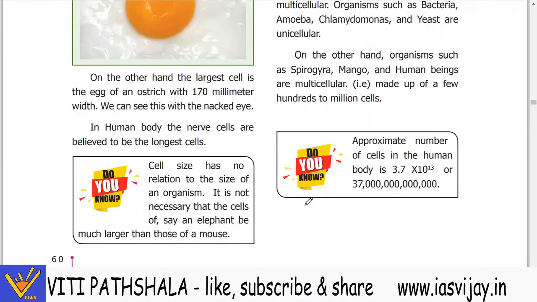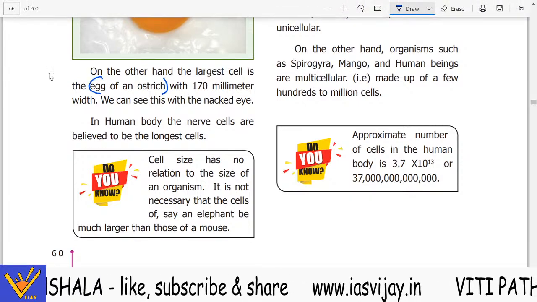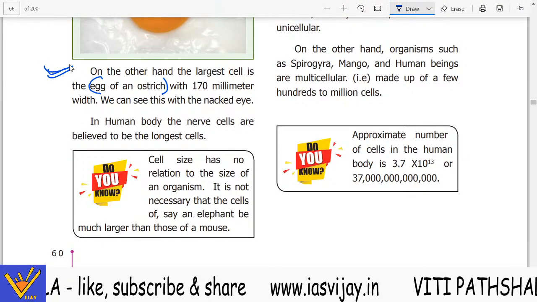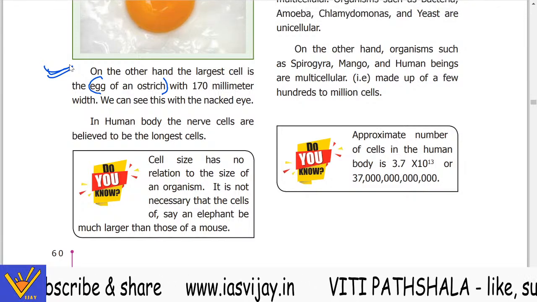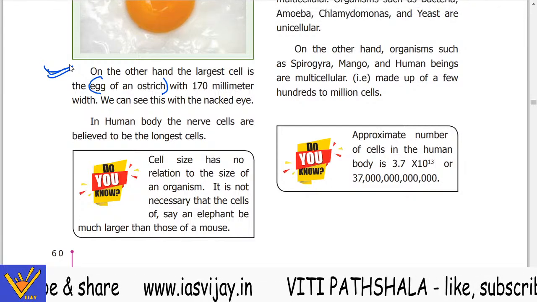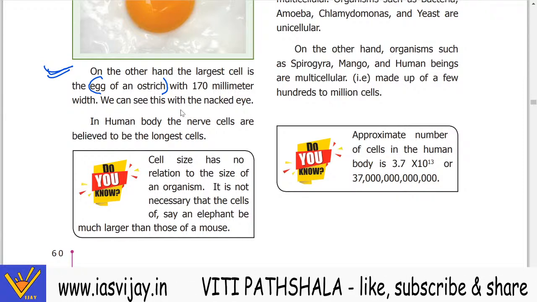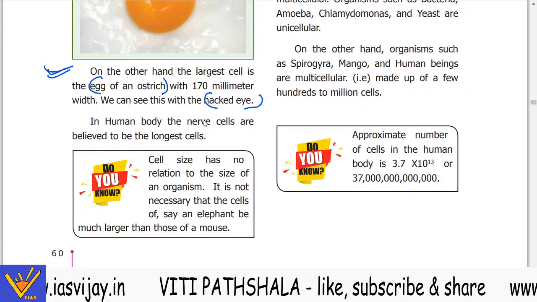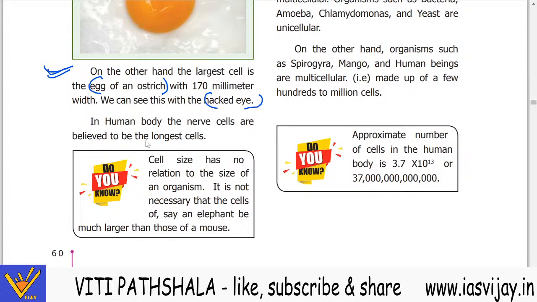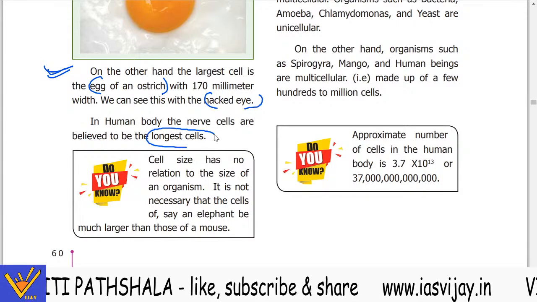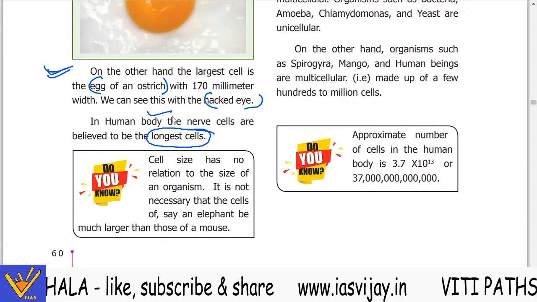Now on the other hand, the largest cell is the egg of an ostrich. This is important data that you must know: the largest cell is the egg of an ostrich, which is 170 millimeters wide. We can see this with our naked eye. Now in the human body, nerve cells are believed to be the longest cells. The longest cell in the human body is the nerve cell.